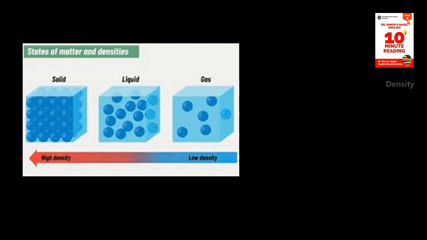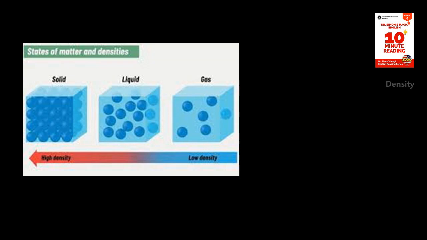Density is a measure of how much matter is packed into a certain amount of space. Simply put, it tells us how heavy something is for its size. Imagine you have two objects, a feather and a rock, that are the same size. The rock is much heavier, or denser, because it has more matter in the same amount of space.